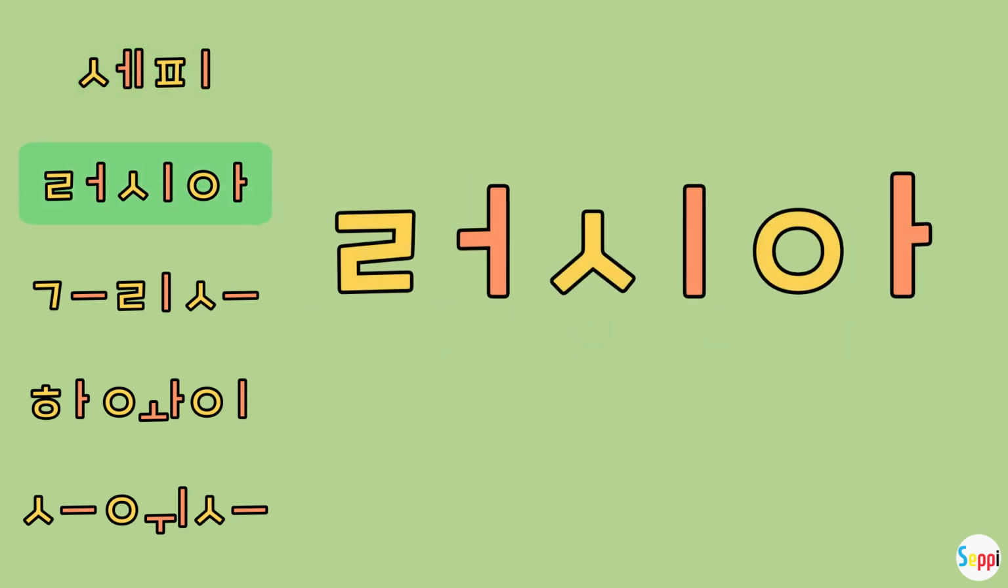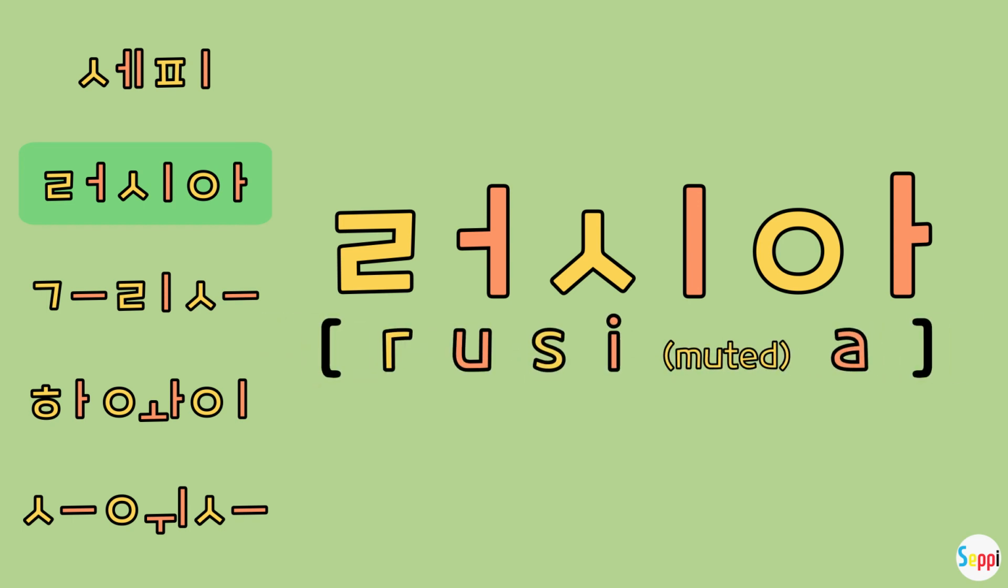Good. The second one, pause it for a while and figure out how it pronounces and what it means yourself. Note that the circle indicates no sound. Well, it is Russia, right? So it reads in Korean as Russia.